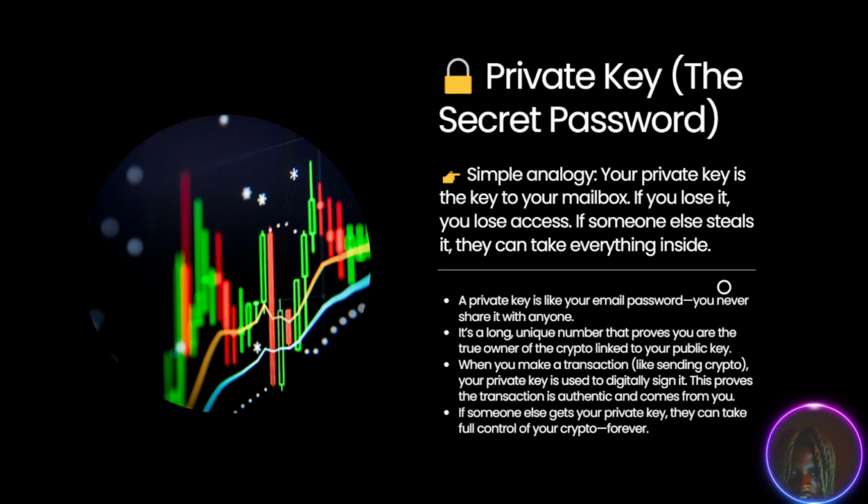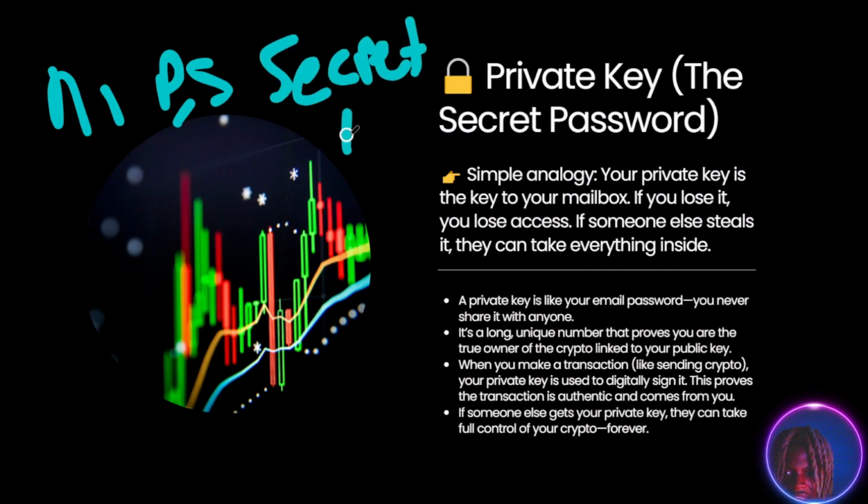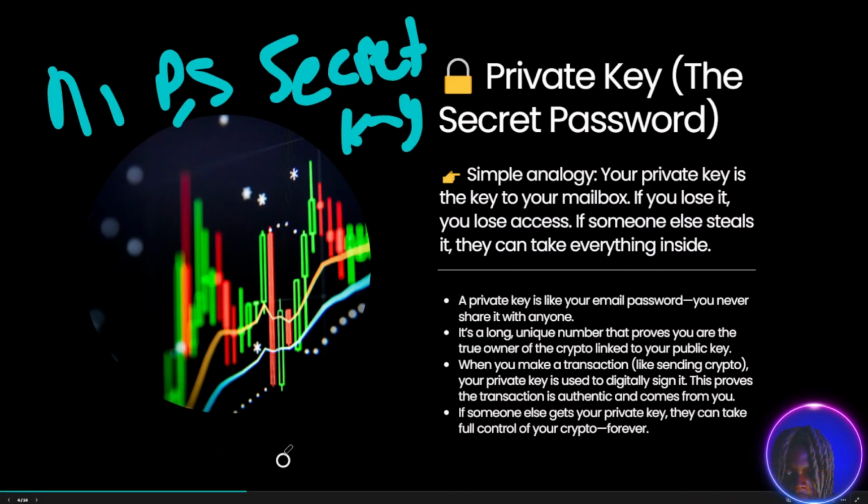Now the private key, on the other end, is going to be like a secret password. You may have seen the secret keys and stuff like that. A simple analogy: your private key is the key to your mailbox. If you lose it, you lose access. If someone else steals it, they can take everything inside. So you need to be wary of any hackers, okay? There are going to be phishing scams, and lots of email crypto scams that you need to be aware of, trying to get your secret key. And what are we going to tell them?